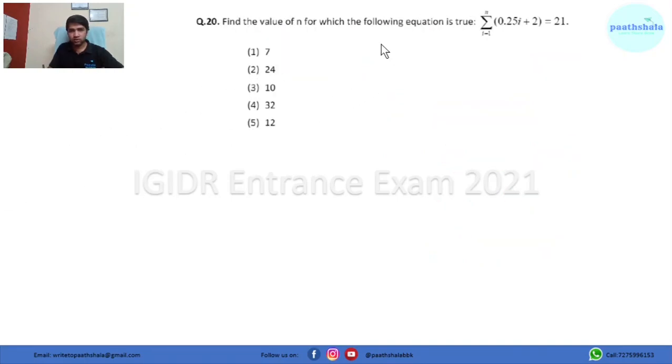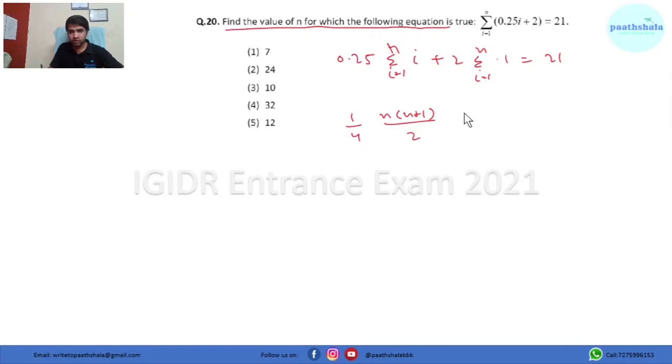Now let's move to the last question. Here it is saying to find the value of n for which the following equation is true. So let's forward the sum inside the bracket. We will get 0.25 summation i varying from 1 to n of i, plus 2 summation i varying from 1 to n of 1, equals 21. So this summation will come out to be n into (n plus 1) by 2, and 0.25 we can write as 1 by 4. And here this summation will come out to be n.